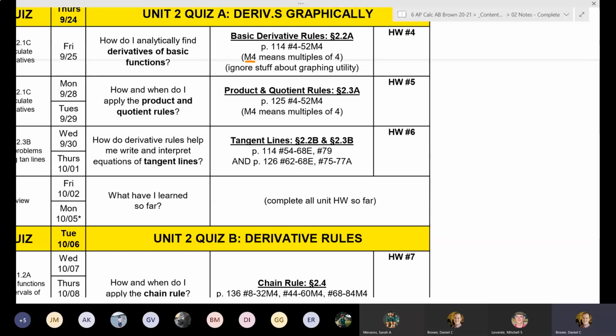We'll finish up the product and quotient rules tomorrow. Wednesday is asynchronous, and then we'll finish up tangent lines on Thursday with your test a week from tomorrow.